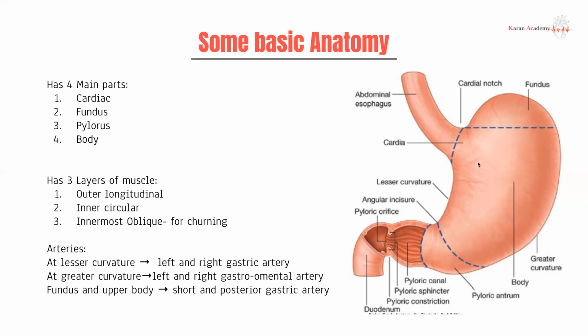So I've just mentioned the arteries very briefly at the lesser curvature. Here we have the left and right gastric arteries. At the greater curvature, we have the gastroepiploic arteries. With the fundus and the upper body, we have the short and posterior gastric arteries. So you could get a potential question as to what's the most common artery likely to be affected. It's probably going to be the gastric arteries as it invades through the mucosal layer.